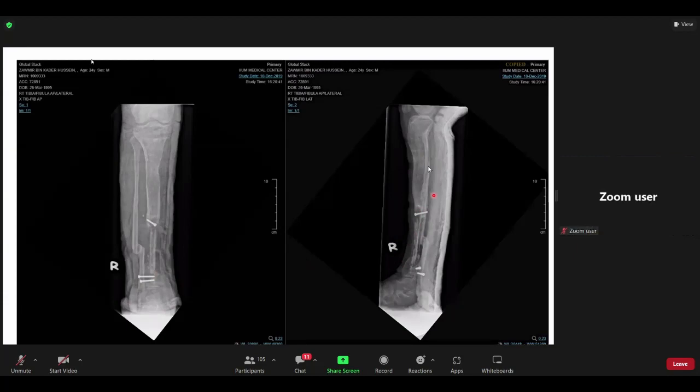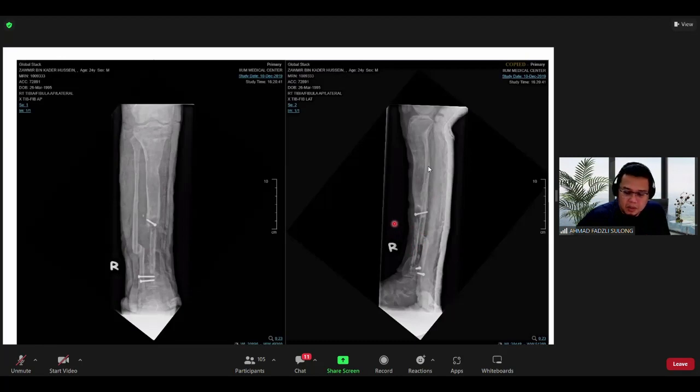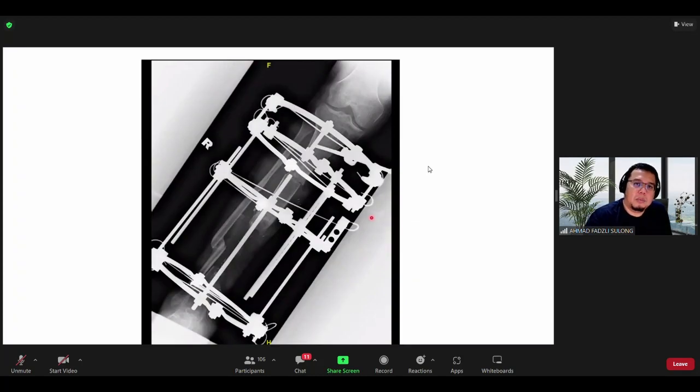Sequestrum. It has become a sequestrum. So the vascularized fibula graft has become a sequestrum. So it's infected. So what can we keep? Definitely not. We have to remove it. So we had to do another debridement, remove that sequestered vascularized fibula graft, and then redo the bone transport.